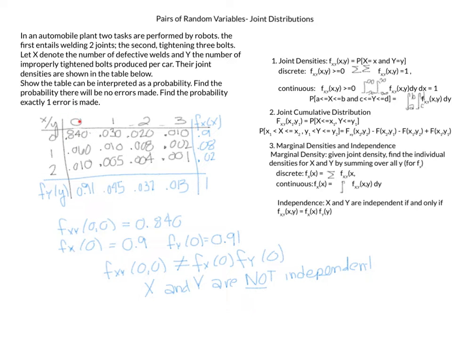So in other words, if we look at f of 0, 0, which is equal to 0.84, that should be equal to the product of f_x of 0 and the marginal distribution of y at 0. So f_x at 0, that's where the value of x is equal to 0, is 0.9 when we add up all possible values of y for x equals 0. f of y, that's when y is equal to 0 for all possible values of x, was 0.91. But we can see that f of 0, 0 is not equal to f_x of 0 times f_y of 0. So x and y are not independent.